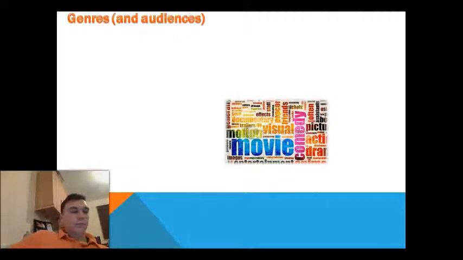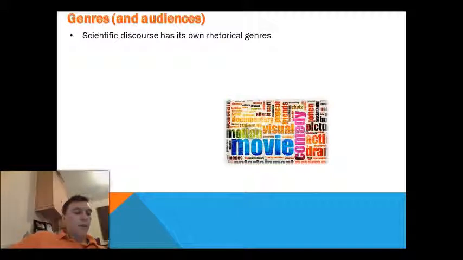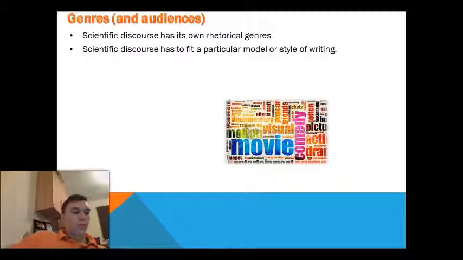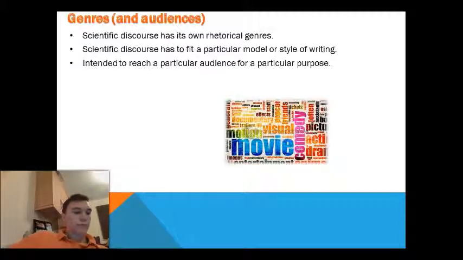Genres and audiences. Scientific discourse has its own historic genre, even though we may not recognise them in such a way, rather than fitting into a particular category of literacy or literary way. Scientific discourse has its own particular model and style of writing. It is intended to accomplish a particular persuasive purpose. Each is intended to reach a particular audience for a particular purpose, and is therefore constrained in its use of rhetorical strategies.